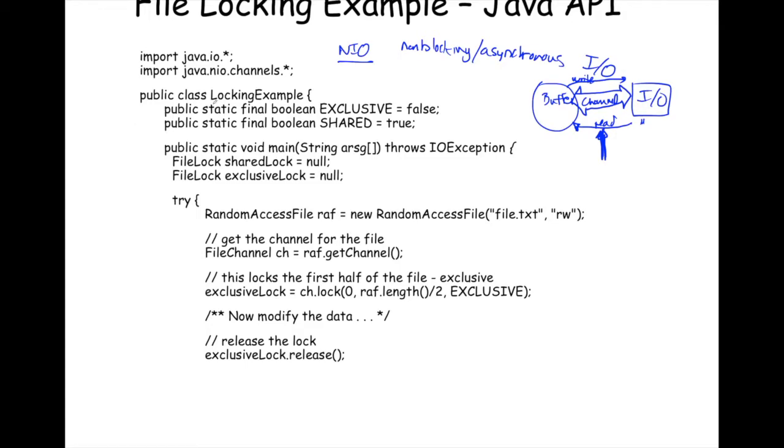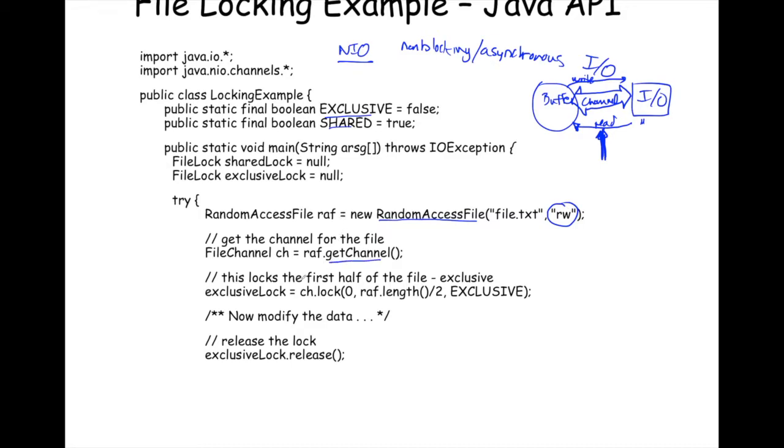This locking example is going to use the locking ability from the channel that's available in the NIO package. There are two types of locks: exclusive and shared. They're going to start out as shared being true and exclusive being false. We start out and create a random access file. This random access file is going to be a text file, and the permissions are going to be readable, writable. We take this random access file and get the channel for it.